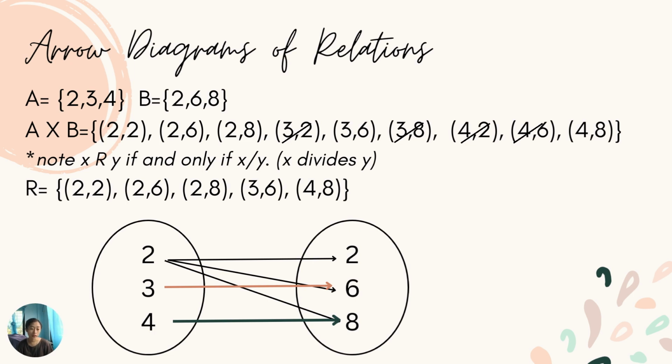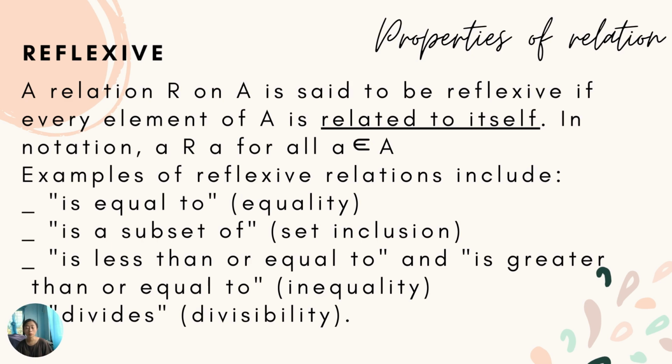Both x and y coordinates are 2. So, related to itself. Again, reflexive. Kumbaga, every single element, it goes back to itself. Kumbaga, iniikot lang. So, kapag naman into words yan, examples of reflexive relations include set blank is equal to, set blank is a subset of, set blank is less than or equal to, and is greater than or equal to, or set blank divides, divisibility.